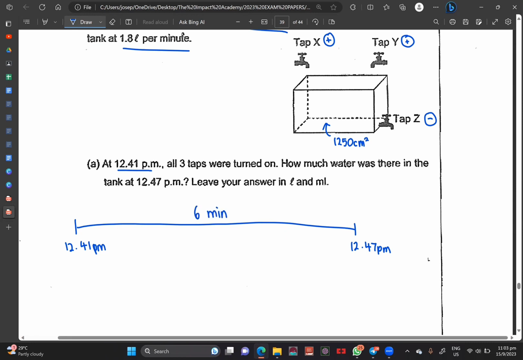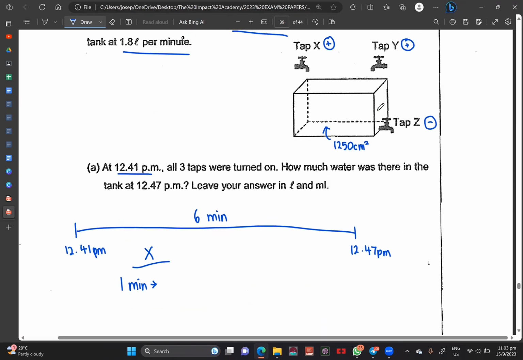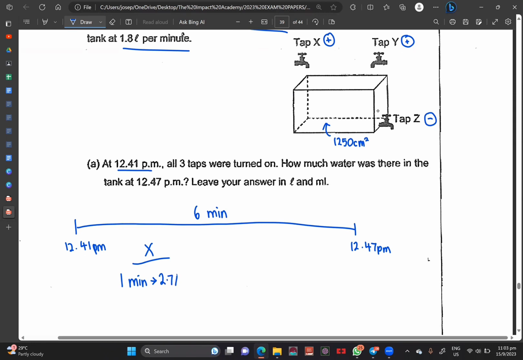Within these 6 minutes, what happened? Tap X, every 1 minute, will fill the tank with 2.7 liters. So we are just going to write 2.7 liters over here. For 6 minutes, it will simply fill 2.7 times 6, and I'll get 16.2 liters. So this is for tap X.